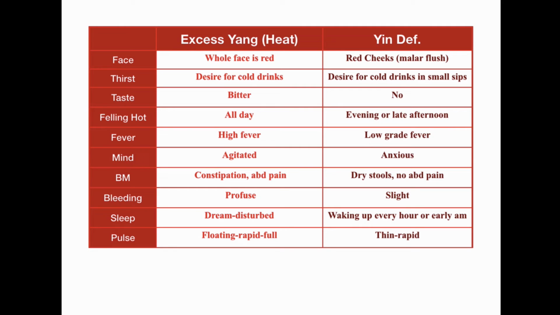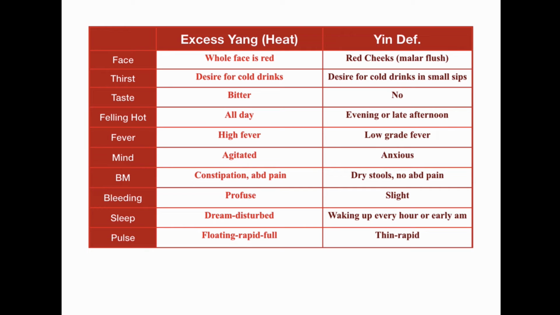So excess yang will have a floating pulse if it is an acute condition. If it's not an acute condition, it would be more full, but no matter what, it'll be rapid, right? So it's rapid, it's quite fast. If it's floating rapid, it will be more an acute condition. If it's full, big, large, and rapid, this is more a chronic condition.